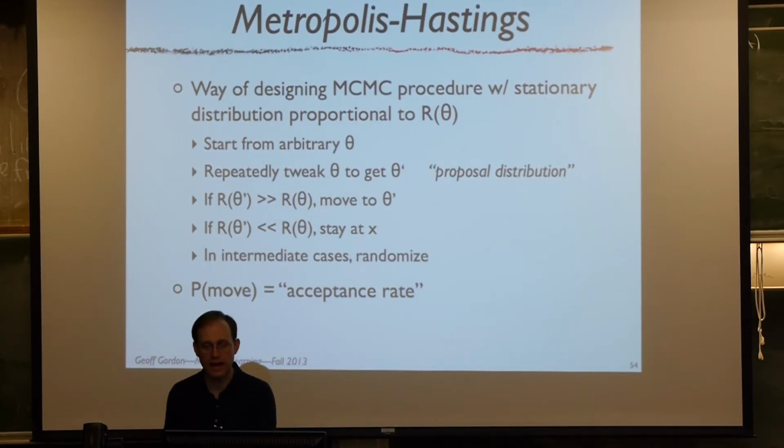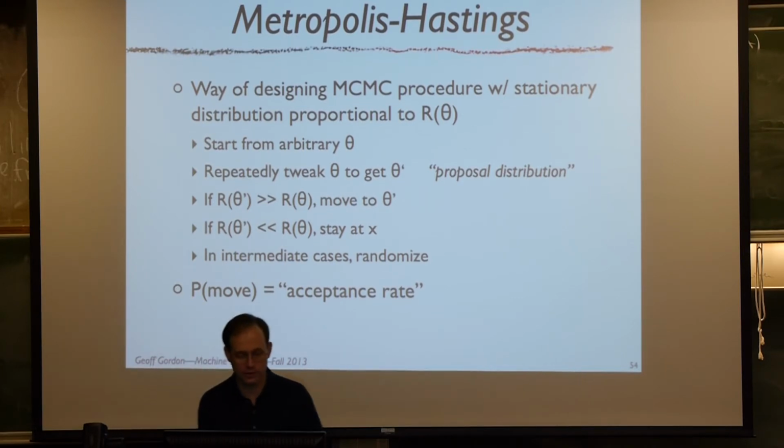And so our goal is to be able to design a Markov chain Monte Carlo search procedure which has a specified stationary distribution. In other words, we're given this R of theta, this integrand that we want to integrate and turn into a distribution, and we want to design a randomized search procedure for areas of high R of theta such that the stationary distribution of this search procedure is in fact this desired distribution that's proportional to R of theta. Okay?